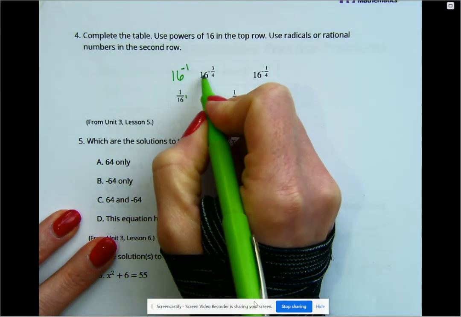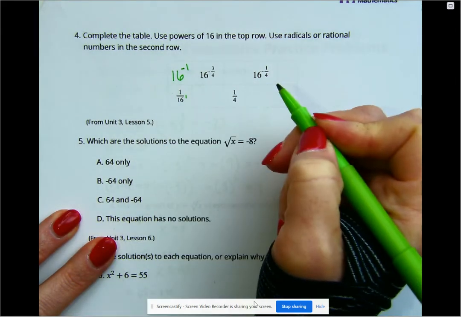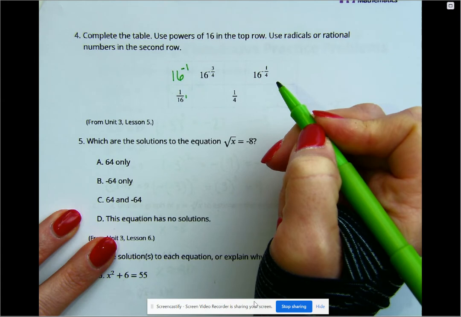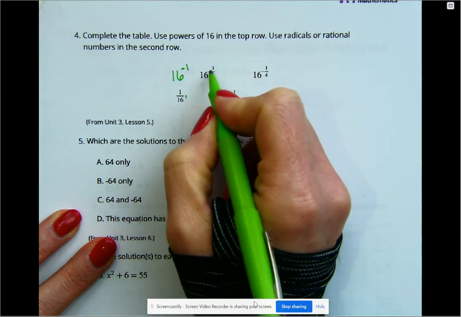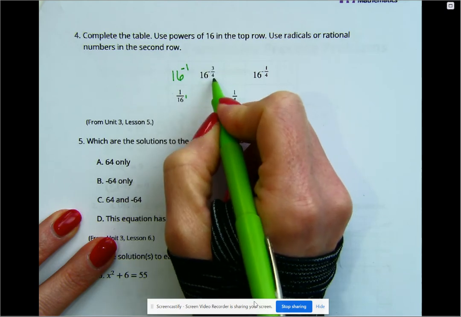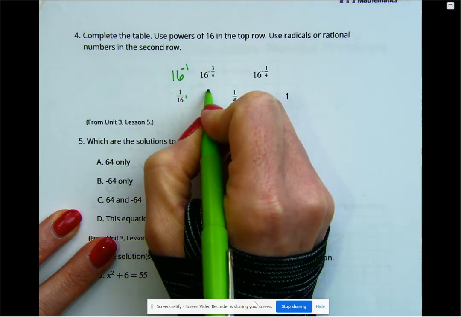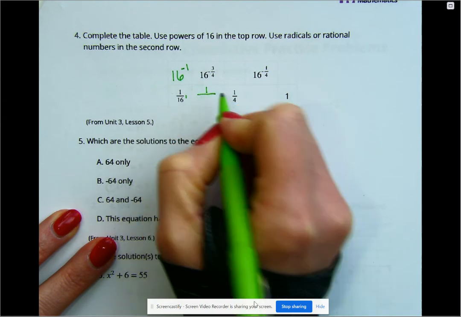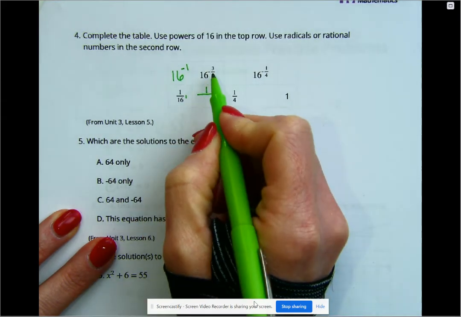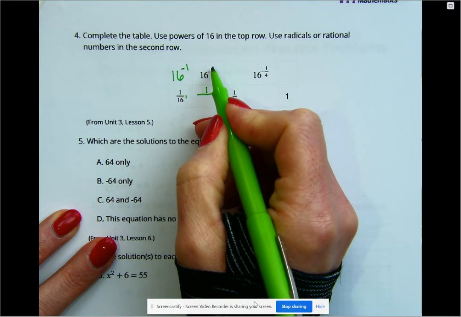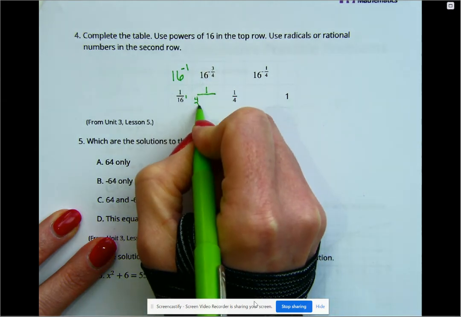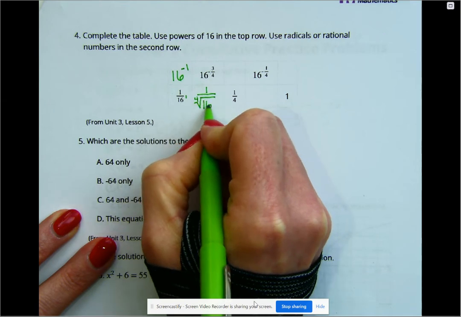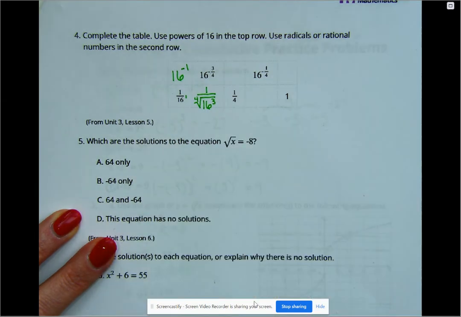16 to the negative 3/4 here. Sorry, I was just reading the directions. 16 to the negative 3/4 here tells me it's going to be 1 over, and then that gets rid of the negative. And then with an exponent of 3/4, the fourth root of 16 to the third. So just remembering the placement of those values.